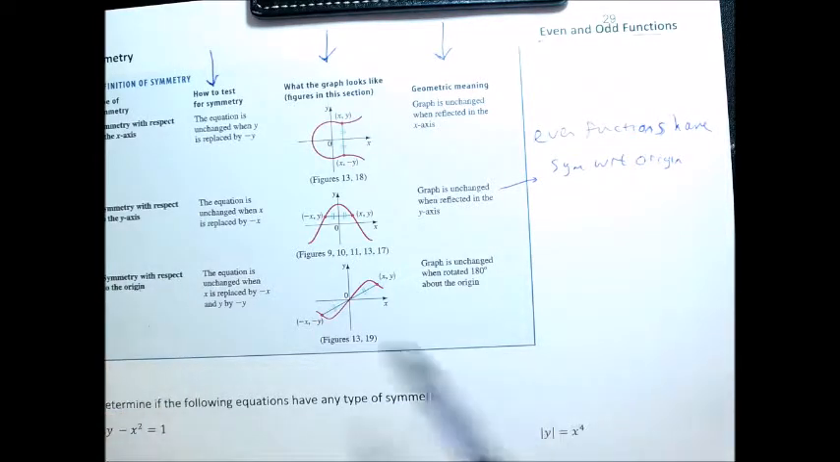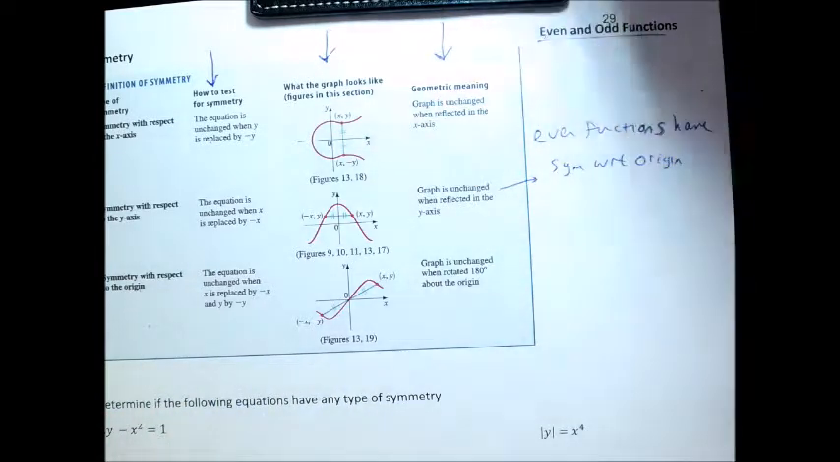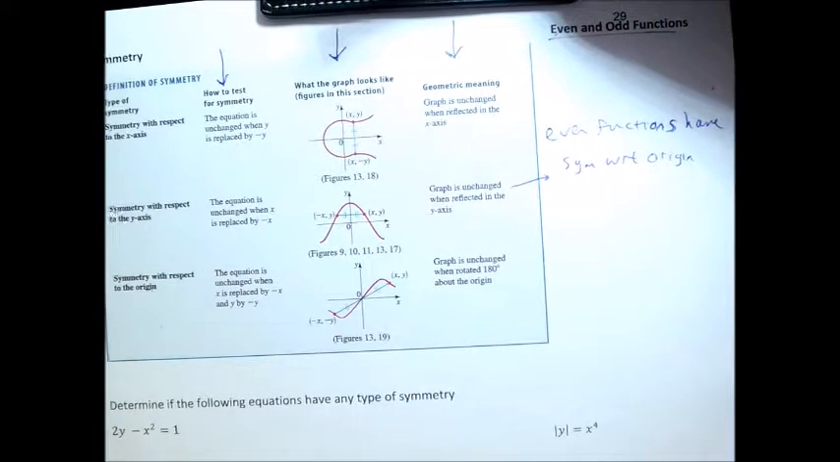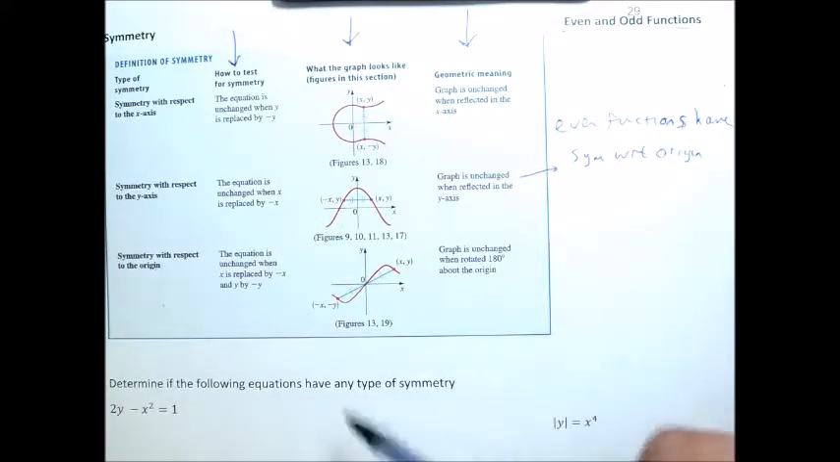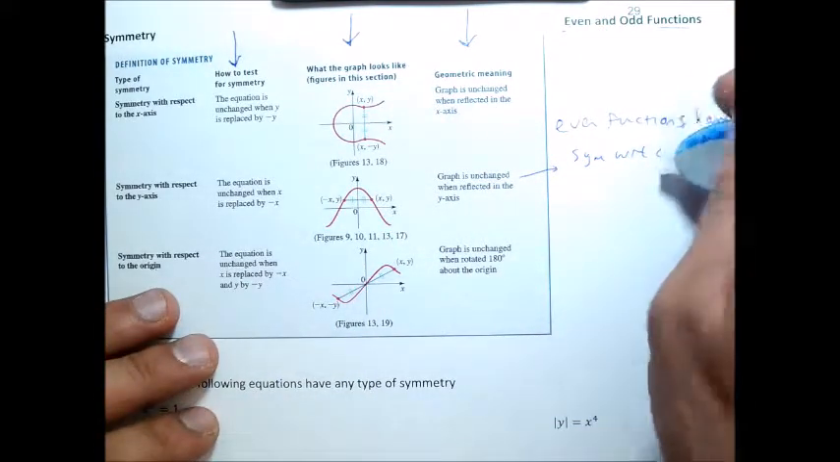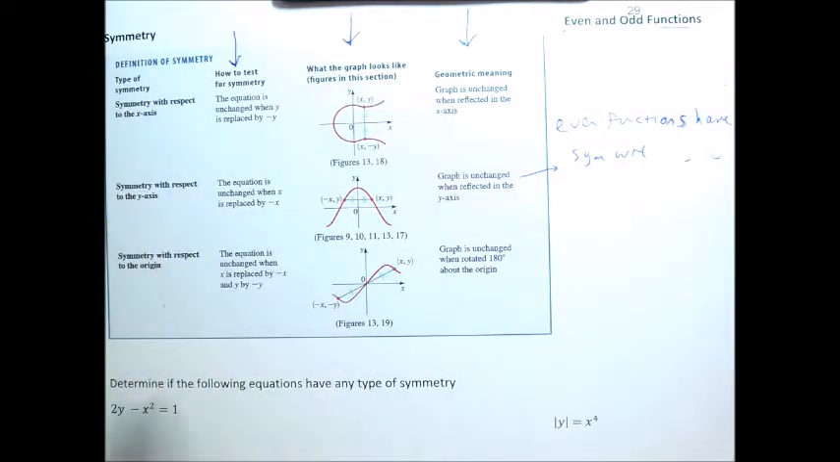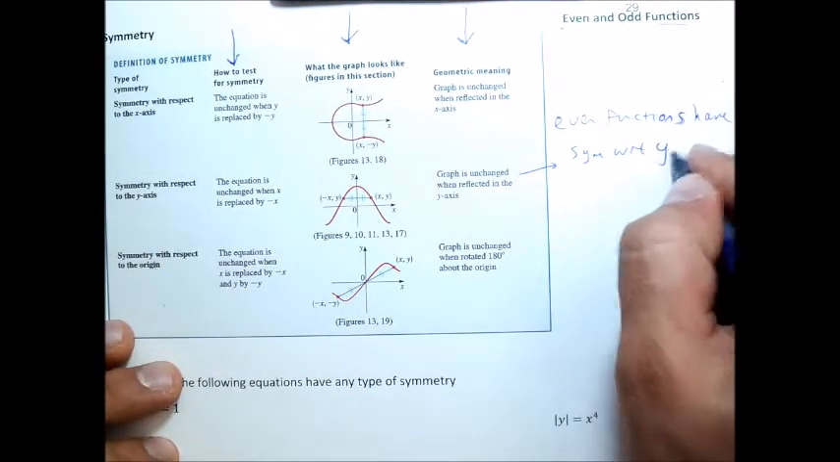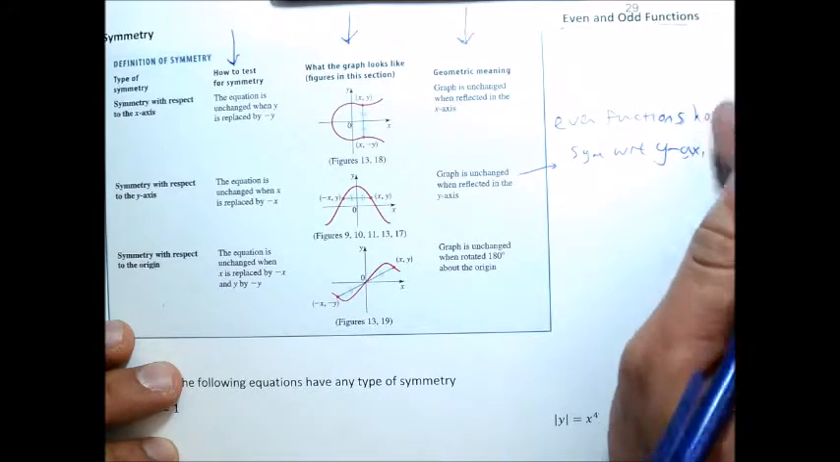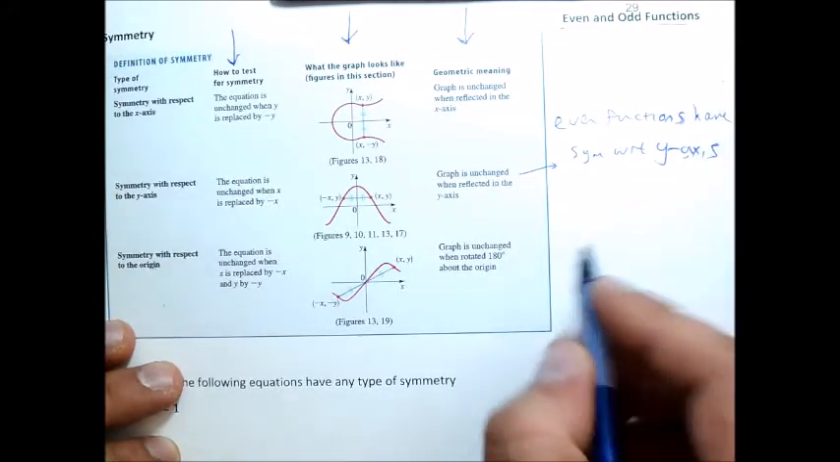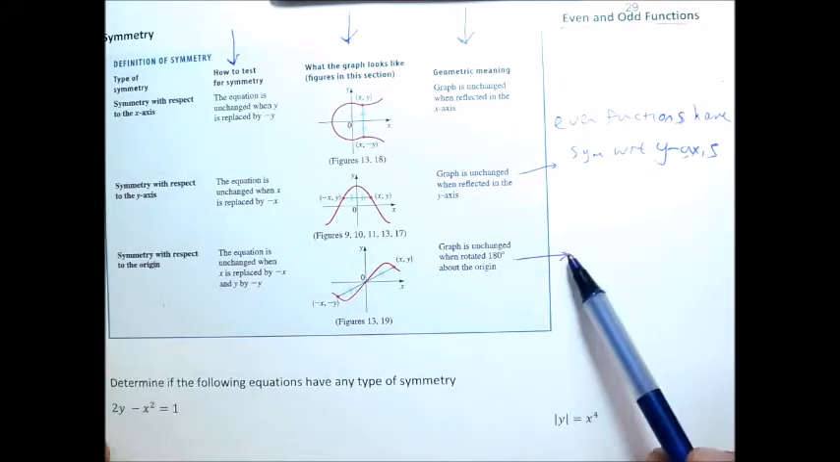And then the last type of symmetry, which is written in the third column here, is symmetry with respect to the origin. I'm sorry, I was jumping ahead a little bit. We were talking about the y-axis on that last one. The last one is symmetry with respect to the origin.